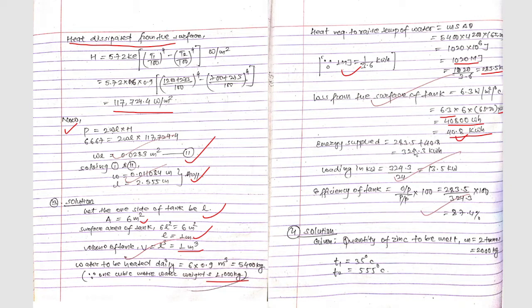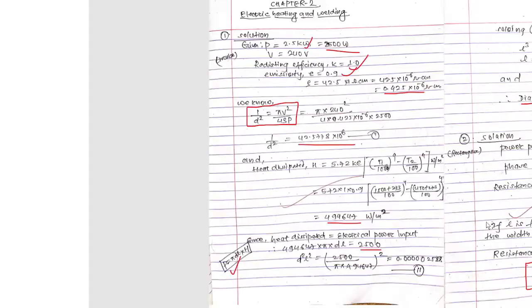Now the energy supplied will be 283.5 plus 40.8, so we'll get 324.3 kilowatt hours. Now the loading in kilowatt: this is in kilowatt hours, so if you divide by 24, you'll get kilowatt, which is 13.5 kilowatt. Now the efficiency of the tank will be output upon input into 100%, and in place of output we'll use the heat required to raise the temperature of water, and in place of input we'll use the energy supplied value, into 100, and we'll get 87.4%.